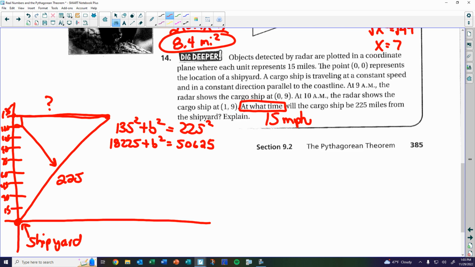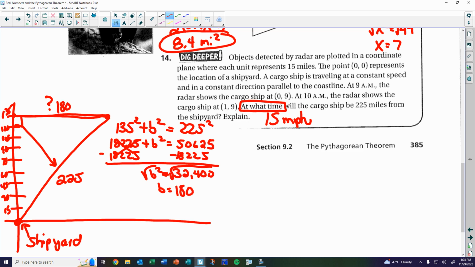What do I got to do? 18,225. I got to subtract because that's the opposite. Leaving me b squared on the left and 32,400 on the right. Square root both sides, and that's where you need your calculator because no one remembers the square root of 32,400. And this answer is 180. So that means that this distance, it travels 180 miles, right?